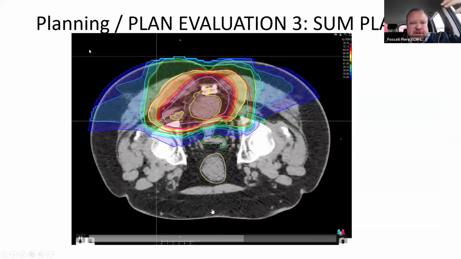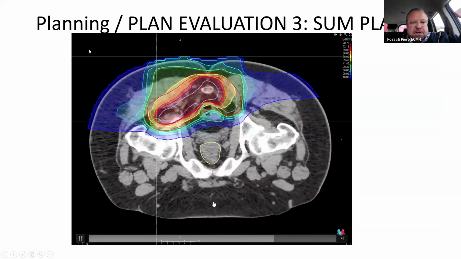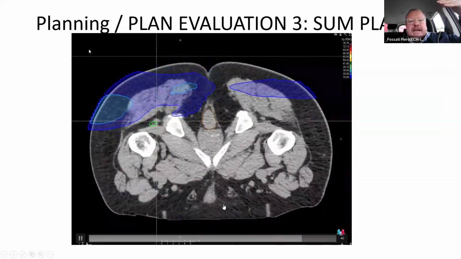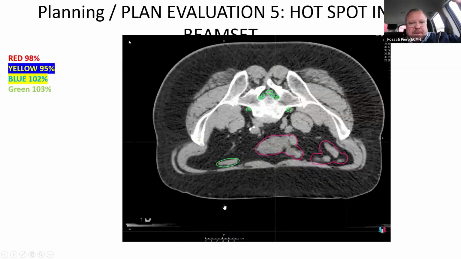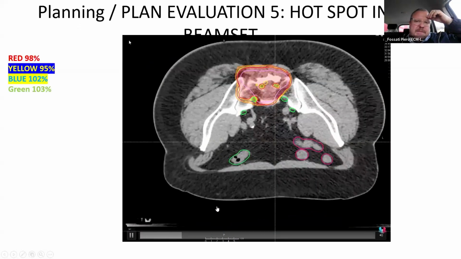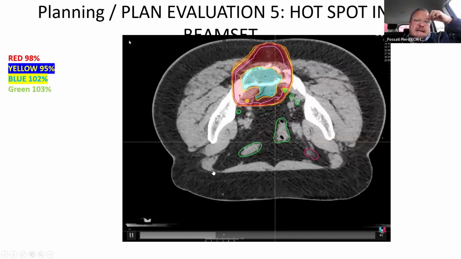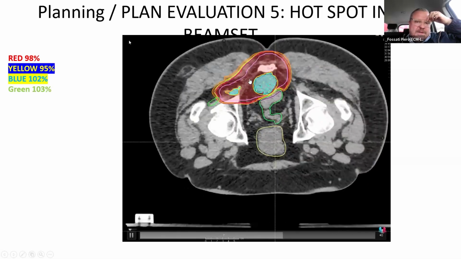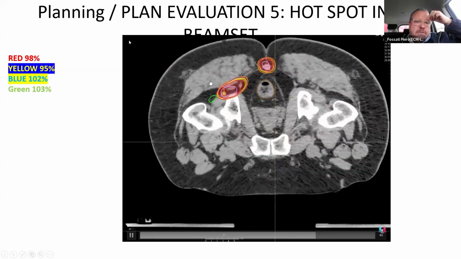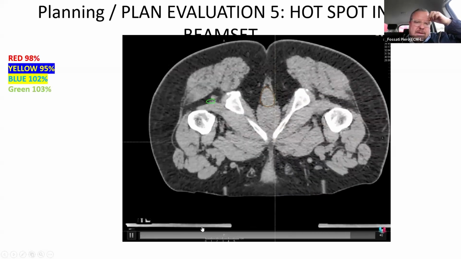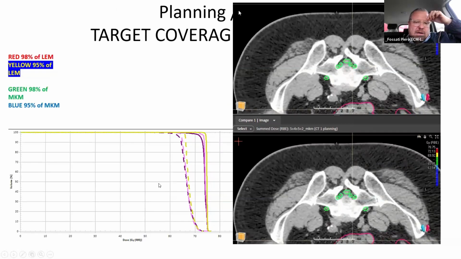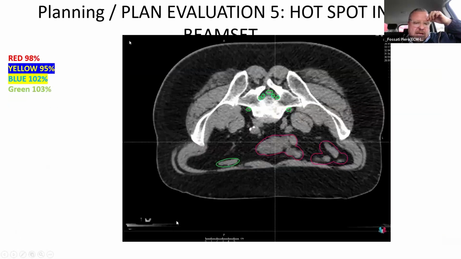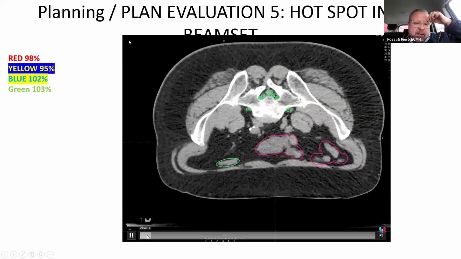There is no hot spot, there is no cold spot, and it is done with 3 beams. But there is more than catches the eye at first sight, because this is done with different beam sets. 3 beam sets do not have hot spot, but 1 out of 4 beam sets is giving 102% of prescription in the macroscopic tumor. So you see, this is a very nice tool that you can easily do with carbon thanks to the very sharp penumbra.